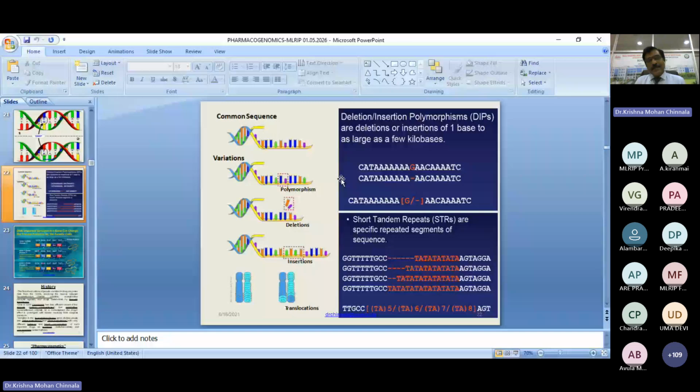What is the net result with the change? So the common sequence is like this, and these are the variations. Okay, here the polymorphism occurred, and because of the polymorphism, the DNA variations have taken place in that particular person. And already we discussed deletions and insertions and translocations. Okay, all are possible in polymorphism.